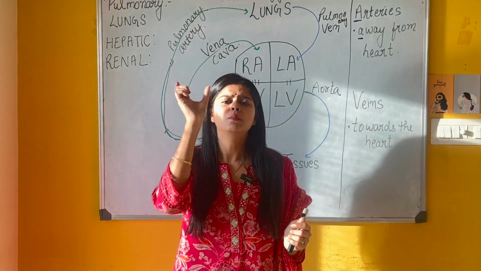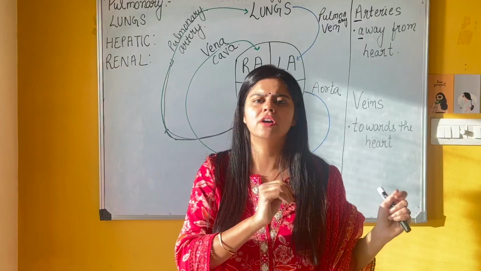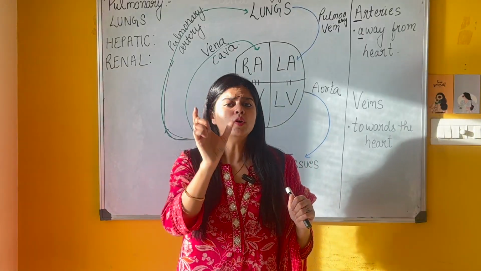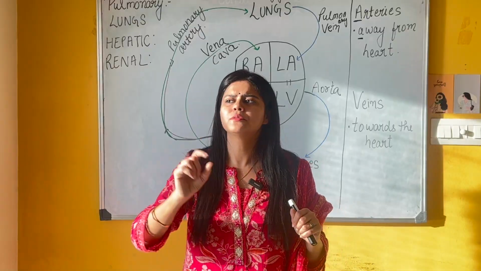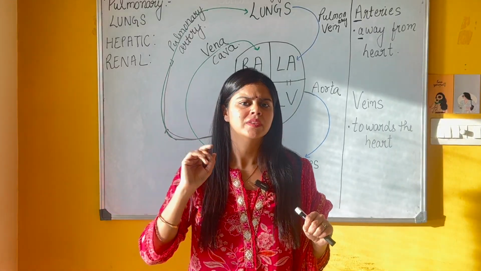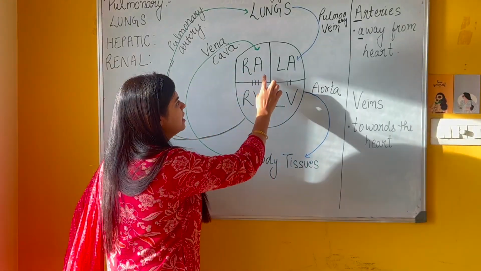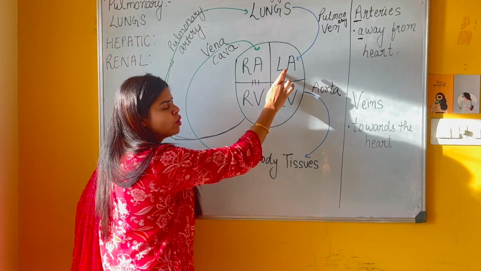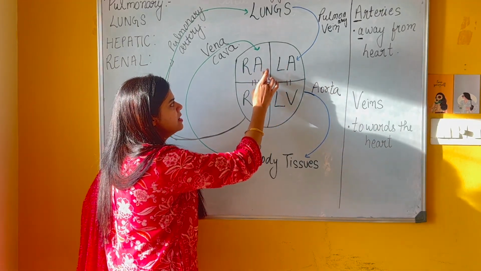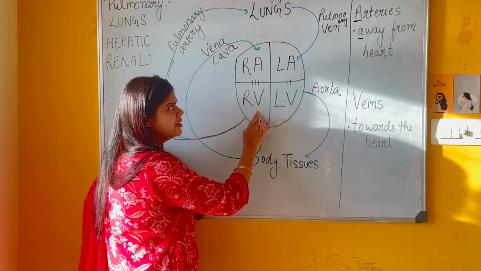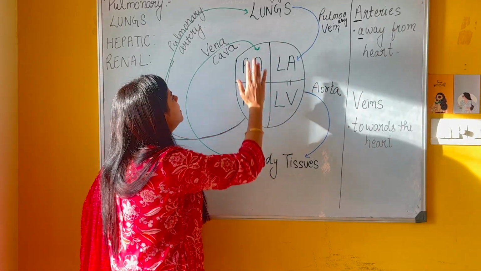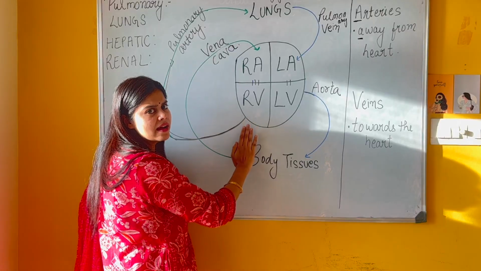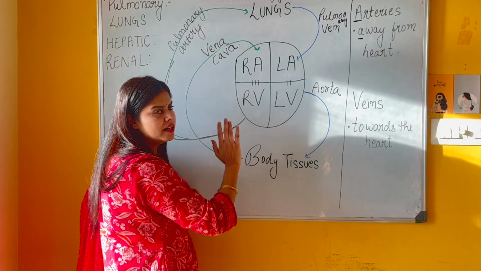There are certain words which are associated with organs of your body. The word pulmonary is associated with lungs. The word renal is associated with kidneys. Now let's look at this diagram. There are four chambers: left auricle, left ventricle, right auricle, right ventricle. The left side of the heart has oxygenated blood. The right side of the heart has deoxygenated blood.